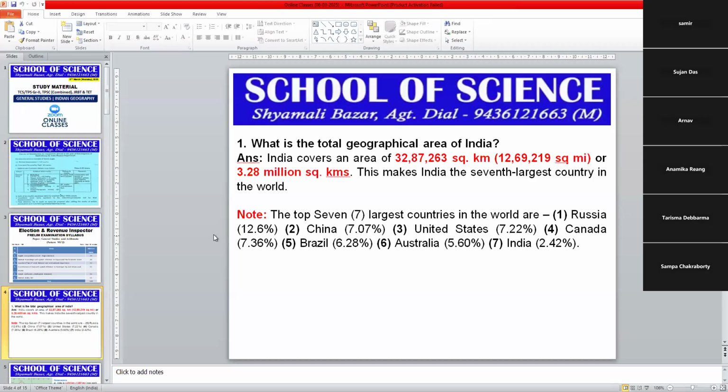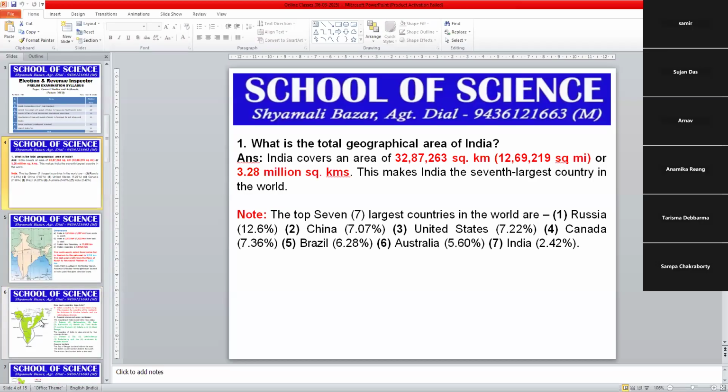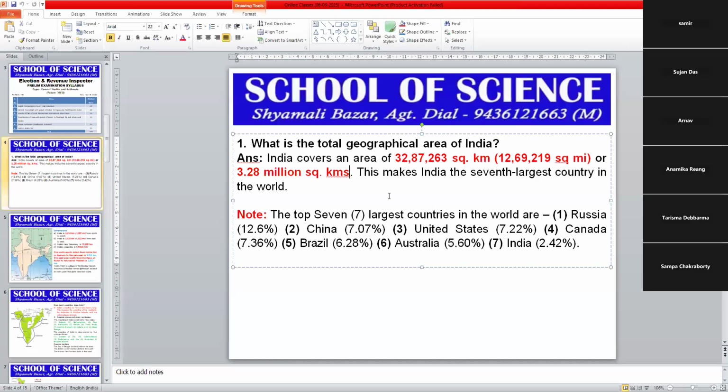32,87,263 square kilometers, but if they tell you to give it in square miles, then it is 12,69,219 square miles, or we just remember it is 3.28 million square kilometers. India's total geographical area is 3.28 million square kilometers. This makes India the 7th largest country in the world. And the top 7 largest countries in the world are Russia, China, United States, Canada, Brazil, Australia, and India.